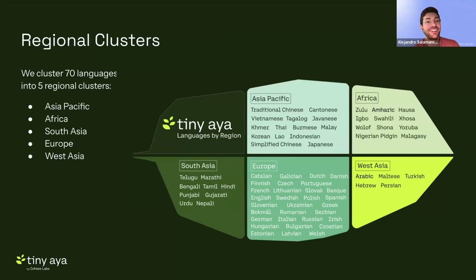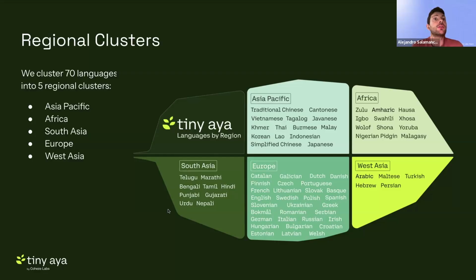Yeah, thank you, Daniel. So we have mentioned that we support 70 plus languages, but we didn't share which ones until now. So here's the full list of languages that we support. We cover 5 different regional clusters. So we have languages from Asia Pacific, Africa, South Asia, Europe, and West Asia. And we have all languages from high resource languages like traditional Chinese and Spanish and English to some more low resource languages like Basque or Galician or Yoruba.